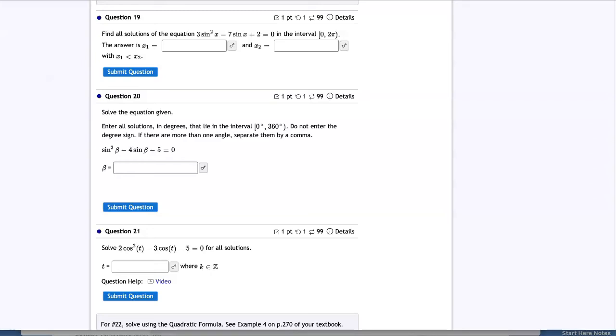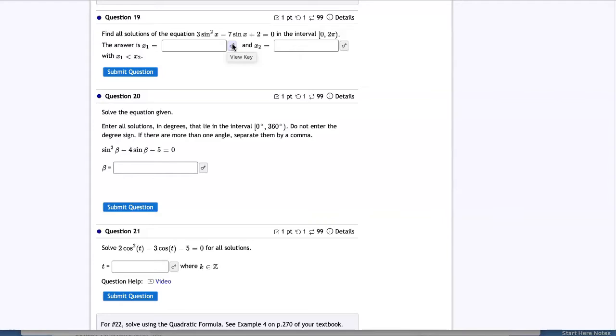So part 2 of this lecture, we're picking up with question number 19. We are going from 0 to 2 pi, finding all solutions to this equation right here, 3 sine squared x minus 7 sine x plus 2. Okay, so the way that we want to do this is using the zero factor property.